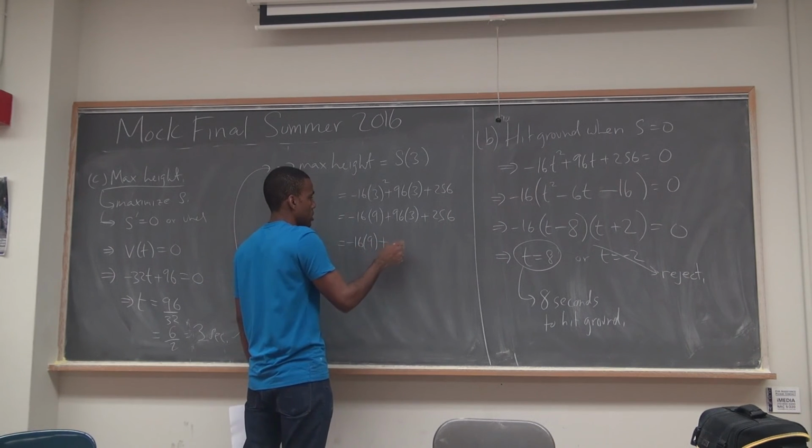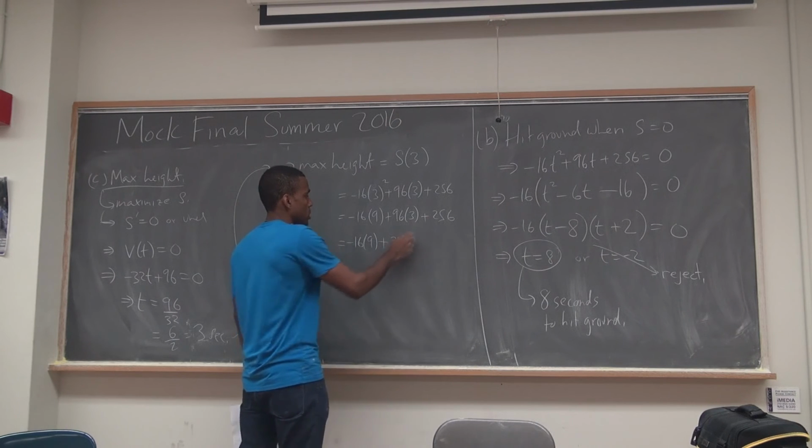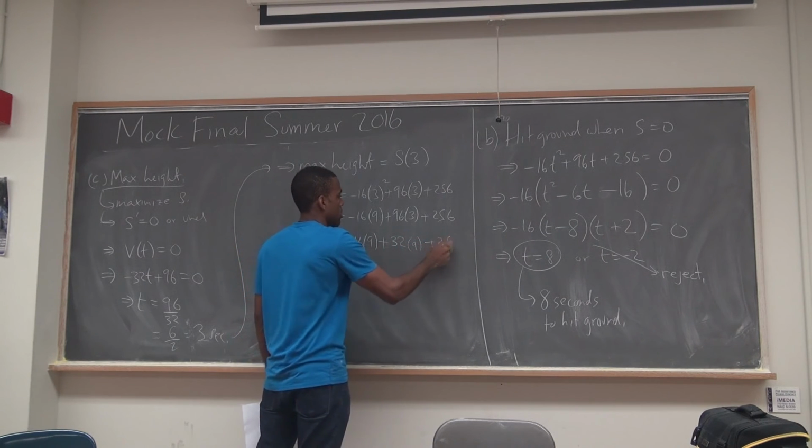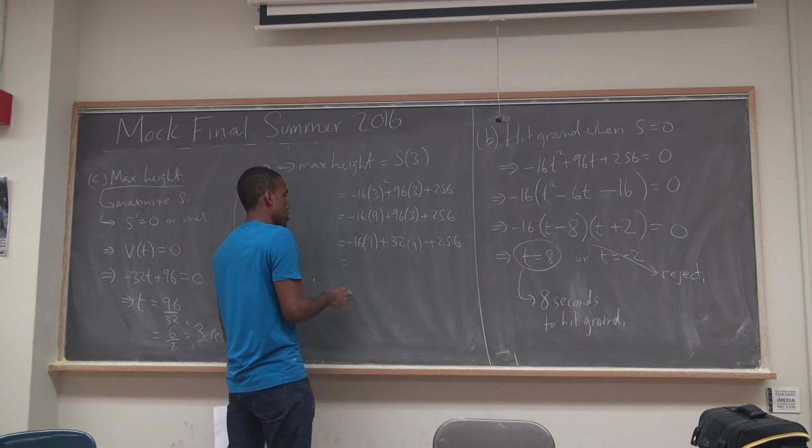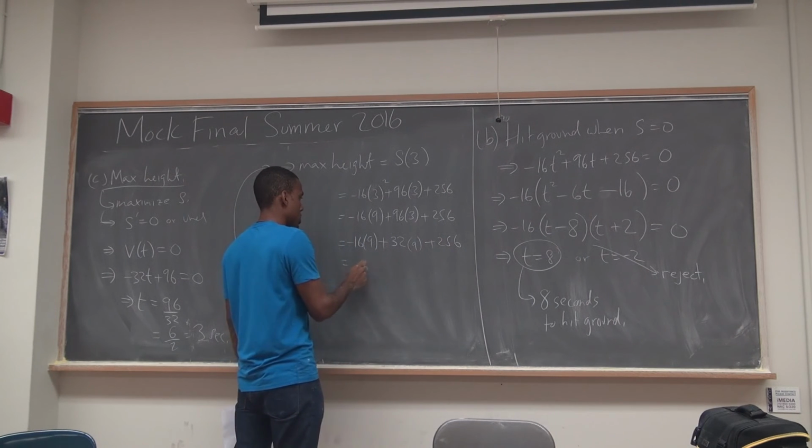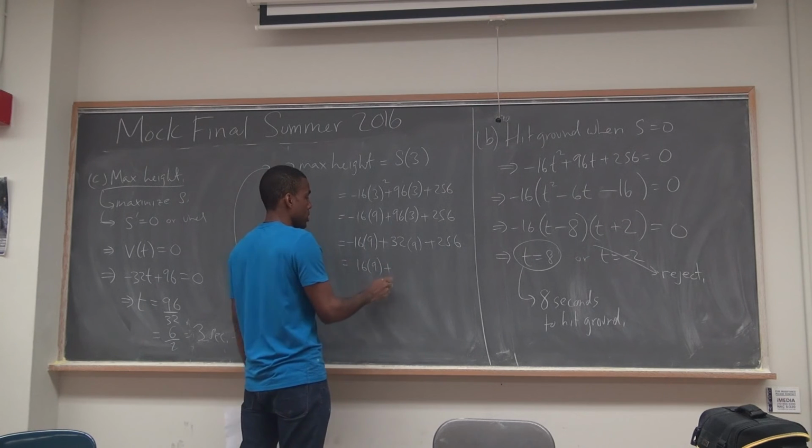Three into 96 goes 32 times. So that's 32 times 9. So 16 nines plus 32 nines, plus 256, plus 16 16s. So that gives me 25 16s.